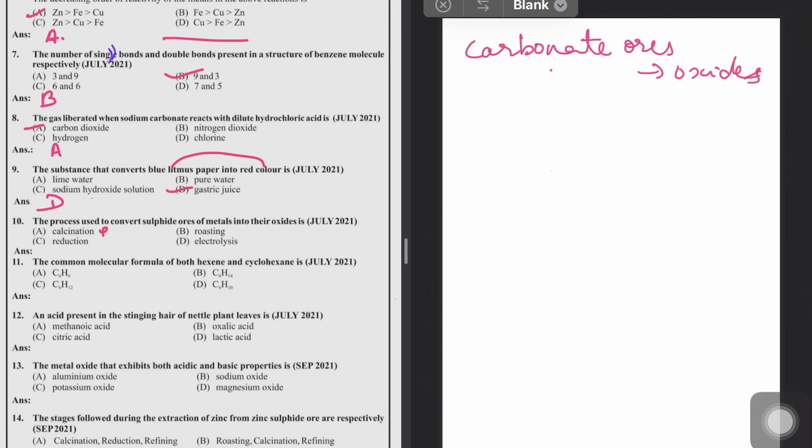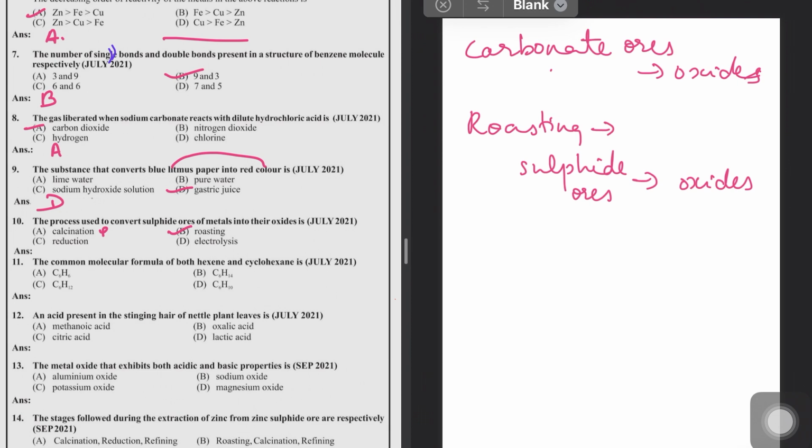What is roasting? Roasting, in the presence of oxygen, the sulfide ores are converted into their oxides. So, roasting, here the sulfide ores are converted into their oxides by the process of heating in the presence of oxygen. So this is the answer we are searching for.